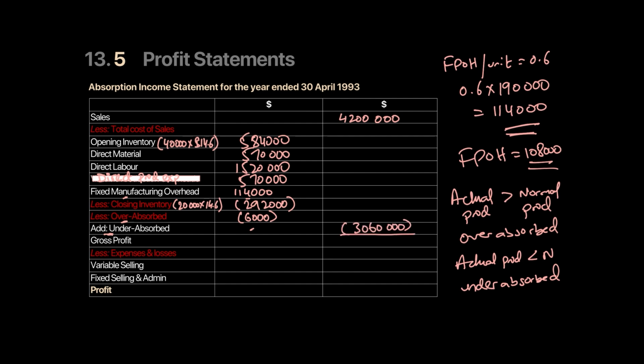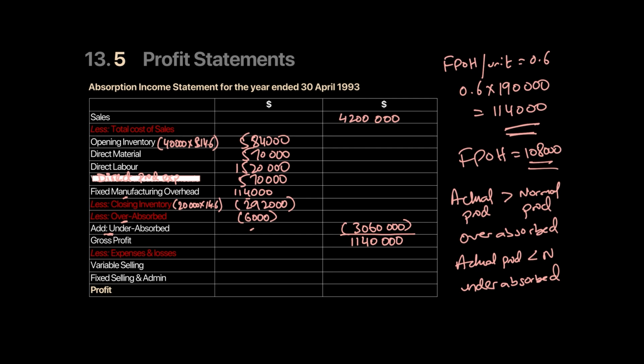So you should get your cost of sales to be 3,060,000. If you add up all the costs and subtract closing inventory and over absorbed, remember you have to reduce your fixed cost by 6,000, you will get your gross profit, not contribution, gross profit, since we've taken total cost to be 1,140,000. All right, now the last thing, you have to subtract all your non-manufacturing expenses.